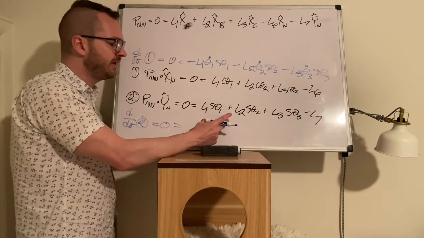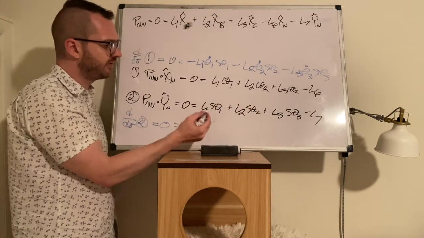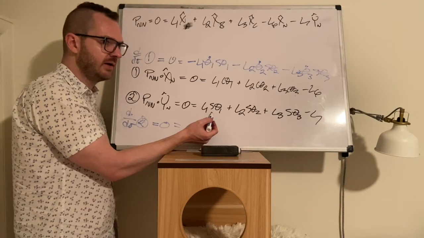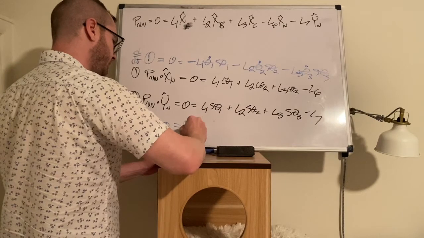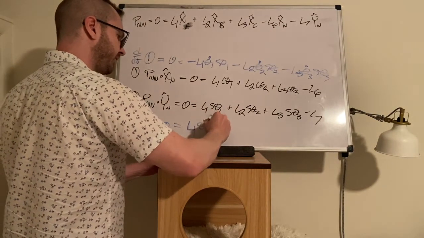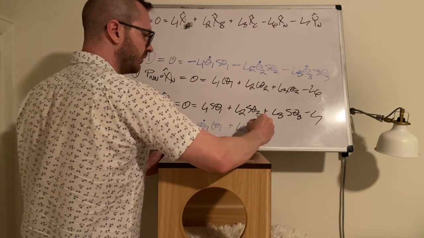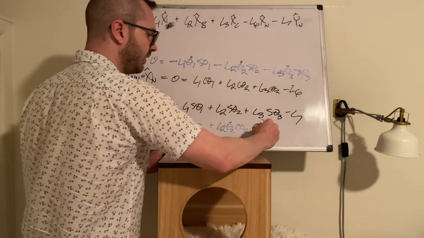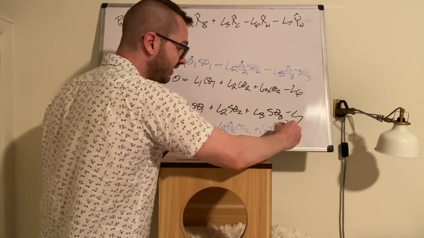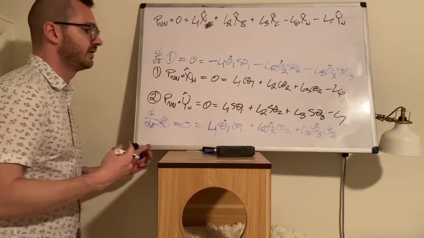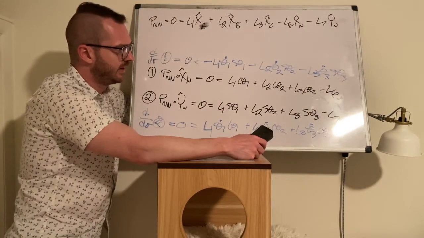Linearly distribute the ddt. Do product rule expansion. These lengths are all constant. The L7 at the end is constant. ddt of sine is cosine. And chain rule gives us L1 theta 1 dot cosine theta 1, L2 theta 2 dot cosine theta 2, L3 theta 3 dot cosine theta 3. Okay, so we've got all of that done.